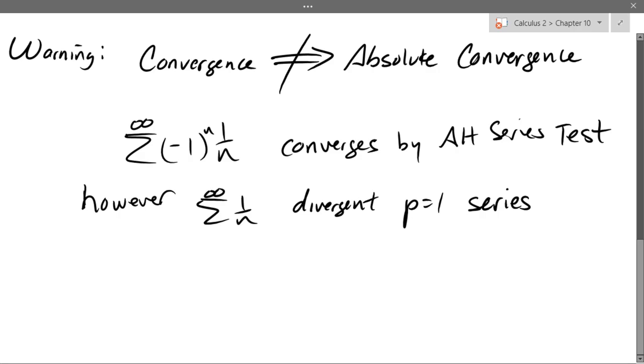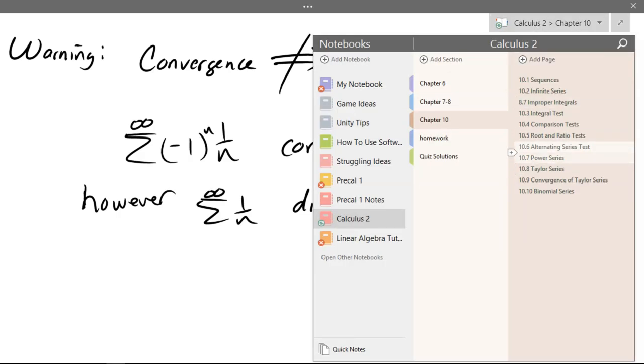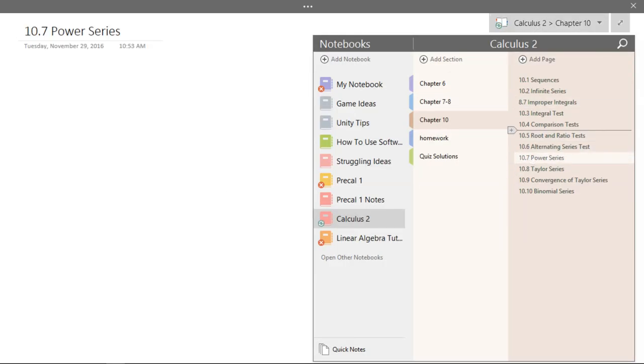Next up, we're going to power series. So I'll start with a definition. That's a good place to start.